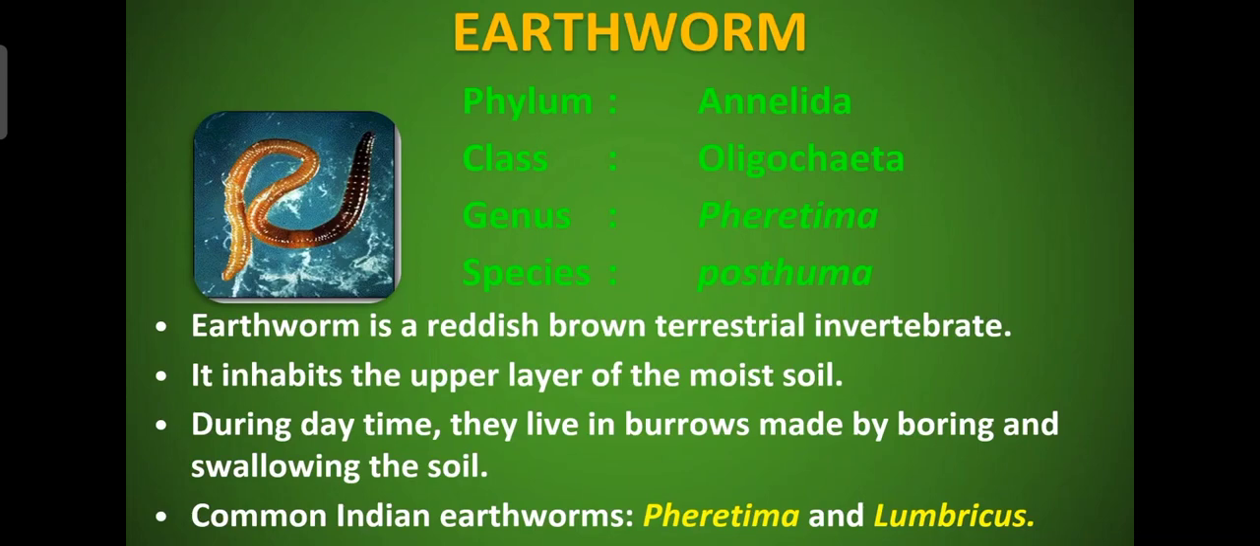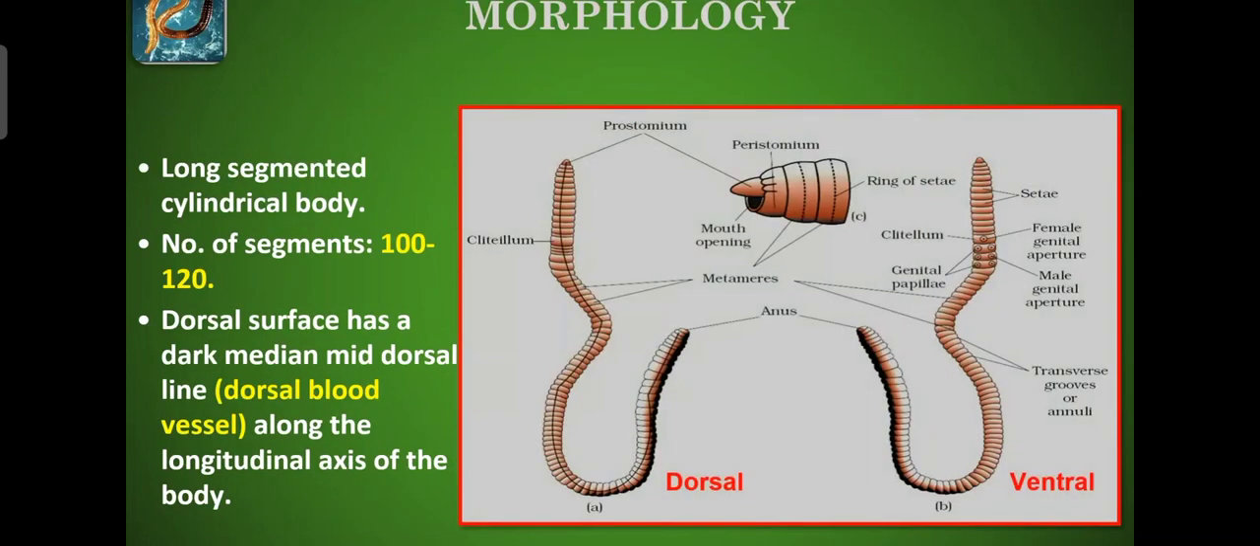So, common Indian earthworms are Pheretima and Lubricus. These are the two commonly found earthworms in India. Earthworm has a long segmented cylindrical body as in the phylum Annelida. Annelida means what? The body is segmented. So, in the earthworm you can see the long segmented cylindrical body, and the number of segments varies from 100 to 120.